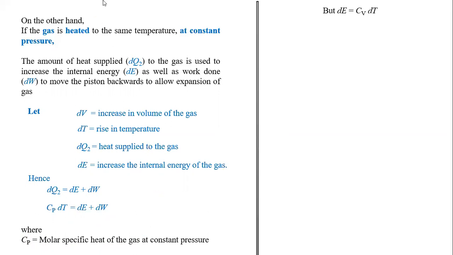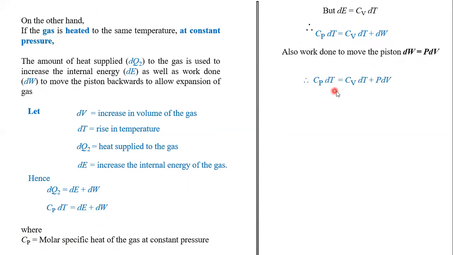But here dE is equal to Cv dT. Let me substitute it. So we get the equation Cp dT is equal to Cv dT plus dW. Also, the work done to move the piston, dW, is equal to PdV. So Cp dT is equal to Cv dT plus PdV. Now we transfer this term to the left-hand side and take dT common. We get (Cp minus Cv) dT is equal to PdV.